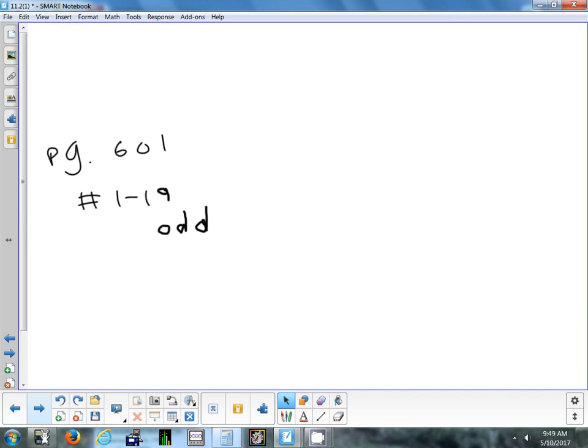Okay, so homework is on 601, and it's just 1 through 19 odd. Okay, 1 through 19 odd. We'll take a look at that tomorrow, and then tomorrow we'll finish section 11.2, which I think is actually a little shorter than what we did today, and then that'll be it.